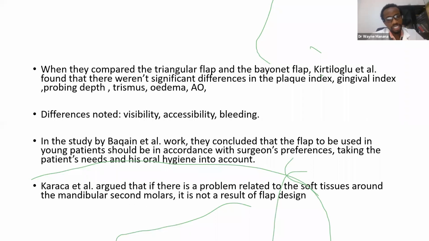But what they noted is the triangular flap confers a number of advantages, because remember, if you make a release, you increase your access, so the procedure becomes easier, the visibility becomes easier. However, the triangular flap was seen to be associated with more bleeding for obvious reasons, because it's a wider exposure. And Bakane et al concluded that the flap to be used in young patients should be according to the surgeon's preference, taking the patient's needs and his oral hygiene into account.